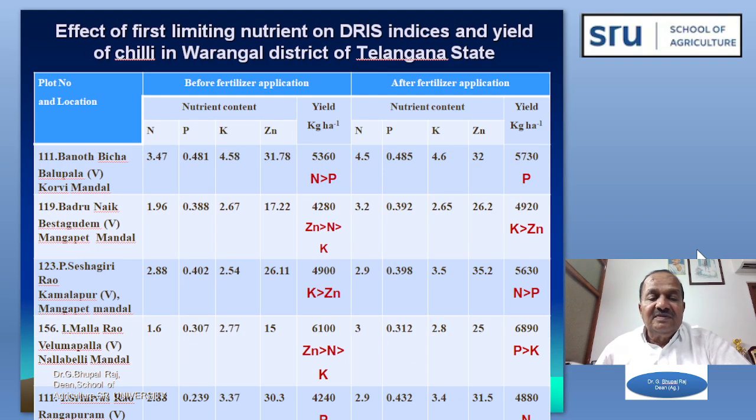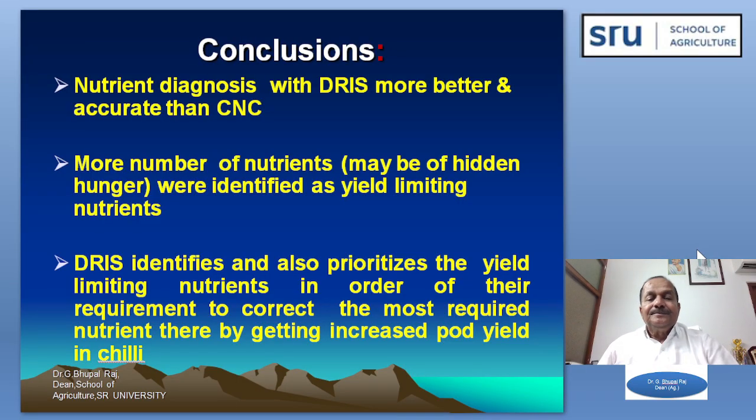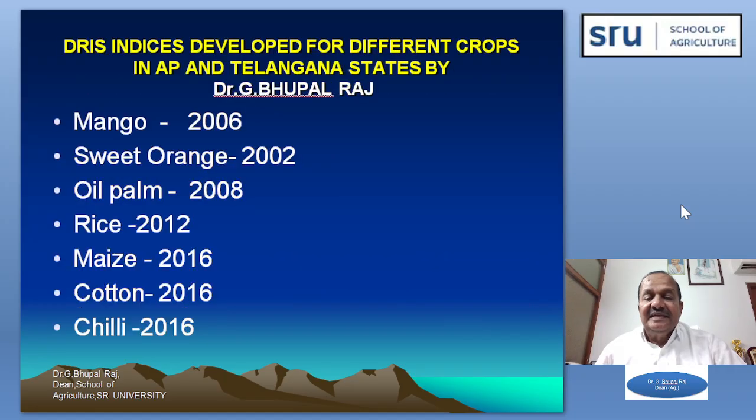So these are the fields we have tested. Nutrient diagnosis with DRIS is better and more accurate than critical nutrient concentration. More nutrients, possibly hidden hunger, were identified as yield-limiting nutrients. DRIS identifies not only the limiting nutrient but also prioritizes the yield-limiting nutrients in order of requirement, to correct the most required nutrient, thereby getting increased yields in chili.